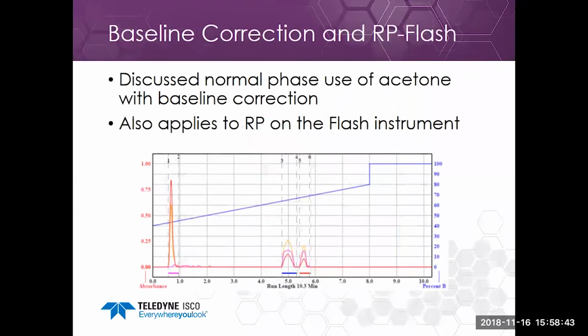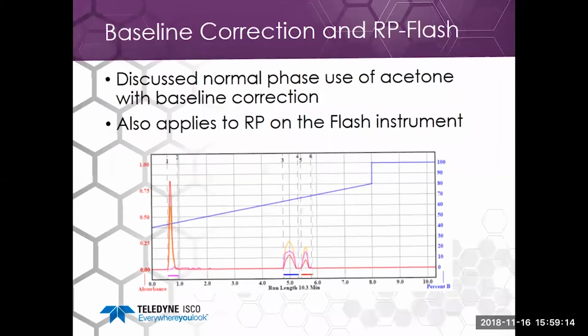Especially on the flash side, using acetone with baseline correction opens up the detection options for compounds, so you're not limited by the UV cutoff of acetone as we were before. This is using the baseline correction on the NextGen using a water acetone gradient. And you can see we don't have the baseline drift problem we saw before in the example without baseline correction. So that's something the baseline correction helps to solve and allows us to do.